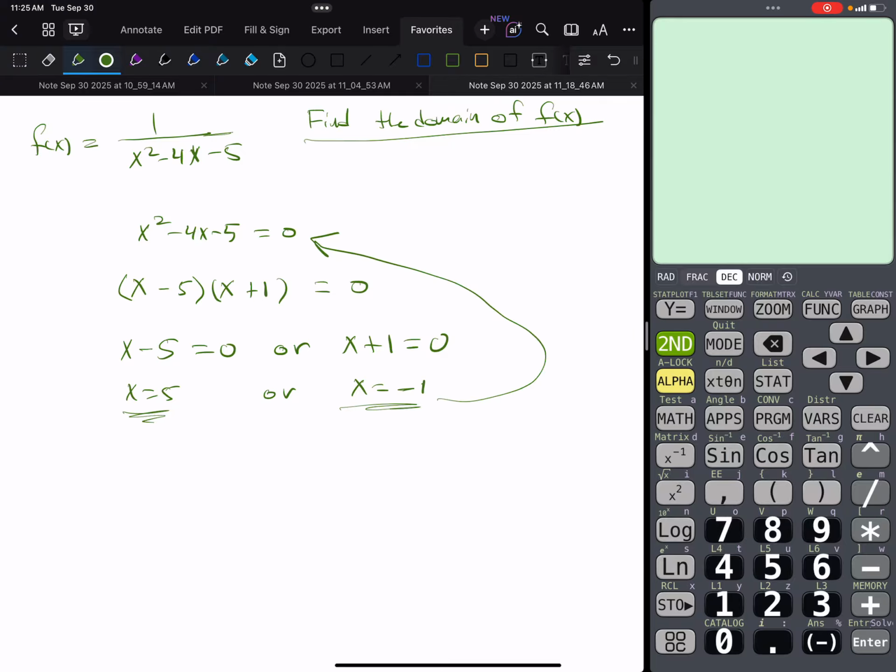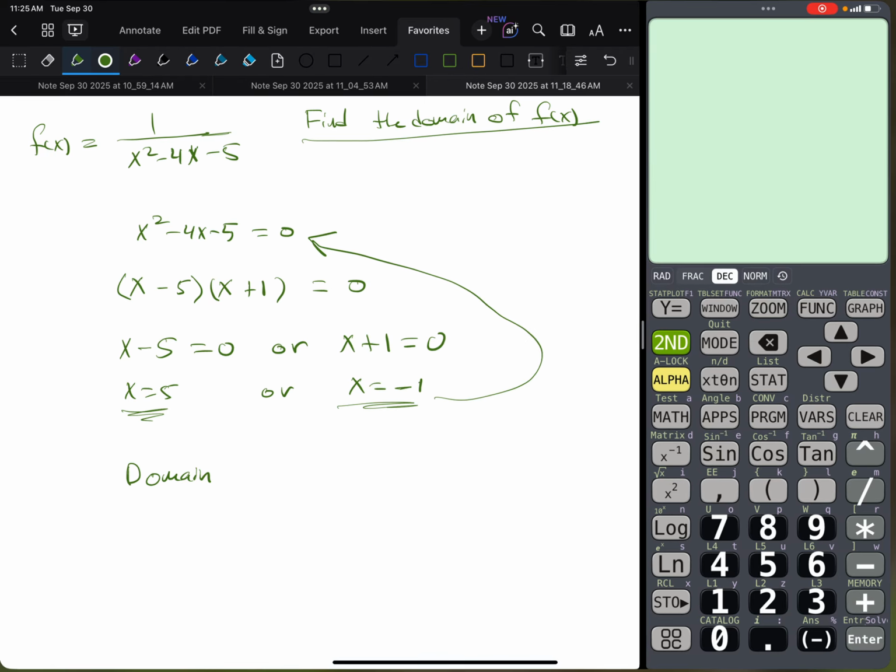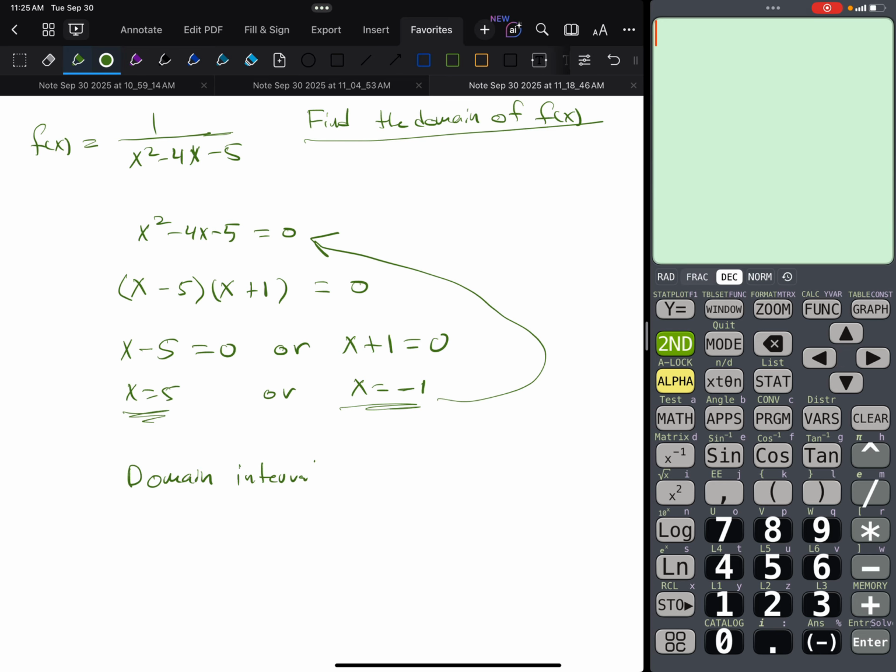And so what I want to say is that my domain, there's a couple of different ways I can say this. I can use a set notation, or I can use an interval notation. If I use an interval notation, I'm going to say, so this is domain and this is interval notation, and I'm going to say we're running up from negative infinity. And remember, negative infinity is a concept, not a value. And so you can never reach it. So I use parentheses, because parentheses are for values you don't reach. Brackets are for values you do reach.